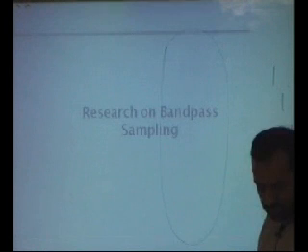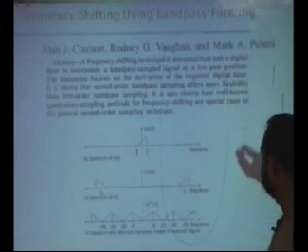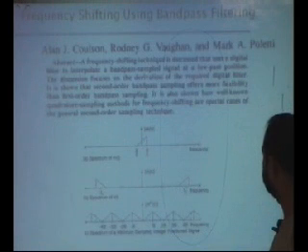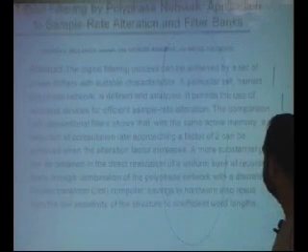These are just a few research papers to show band pass sampling. I'll give you these slides if some of you may be interested in going through them. These are band pass sampling and research in polyphase. It's a pretty recent paper talking about digital receivers and transmitters using polyphase filter banks in wireless communication. So pretty much covered this.